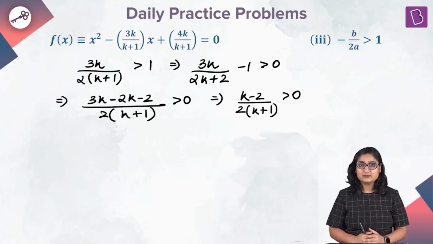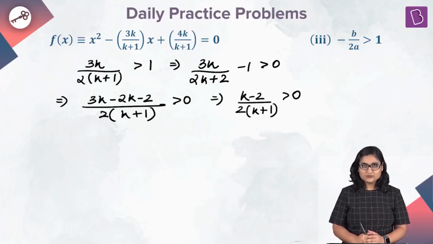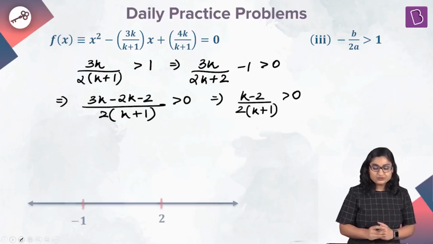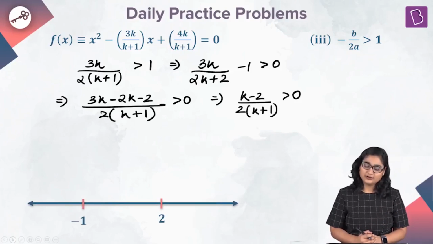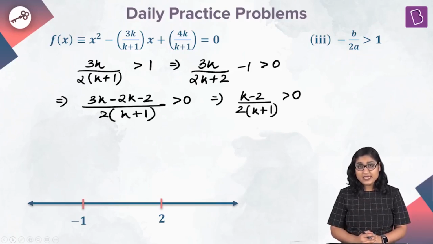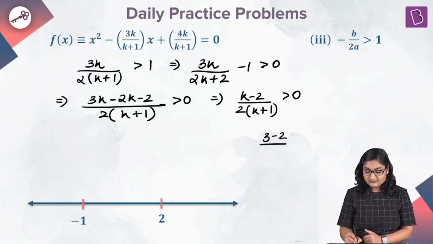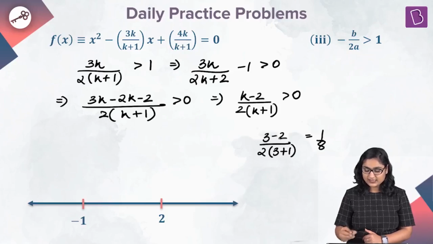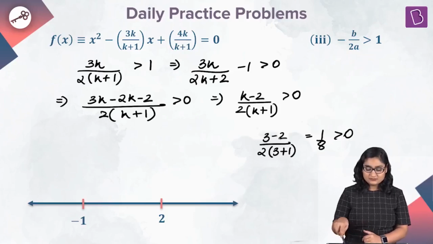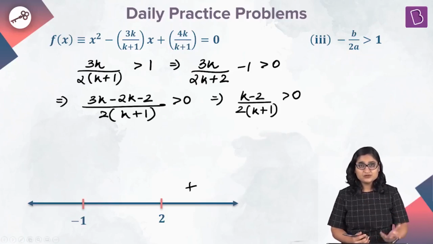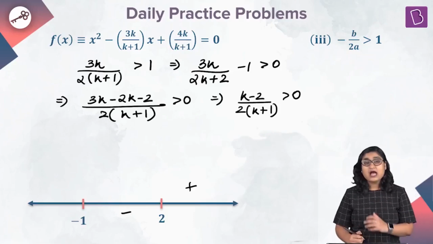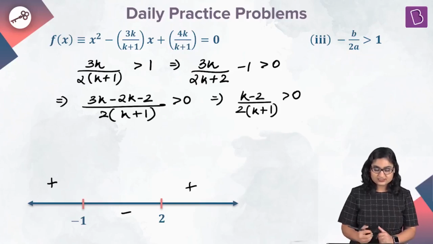So how many factors are there? There are two factors, k minus 2 and k plus 1. If there are two factors, there would be two critical points, and the two critical points are minus 1 and 2. Now if I put the value of k as 3 in this expression, I will get 3 minus 2 divided by 2 multiplied by 3 plus 1, which is equal to 1 by 8, and this is greater than 0. That means we'll start the wavy curve from positive. About 2, it will change to negative. About minus 1, it will change to positive again.